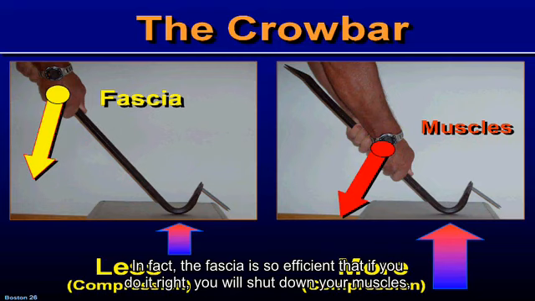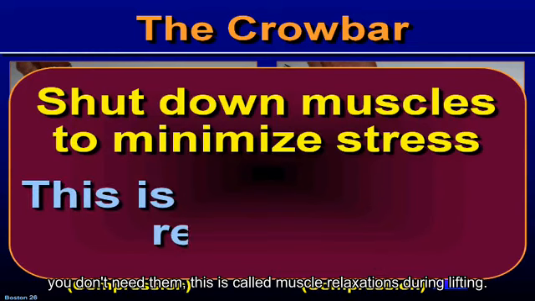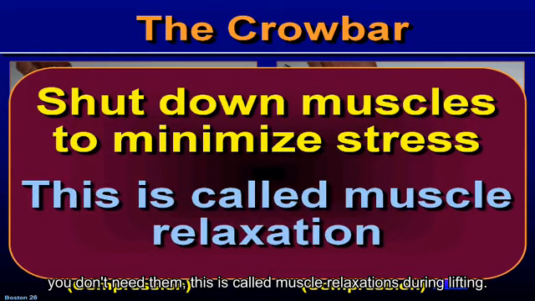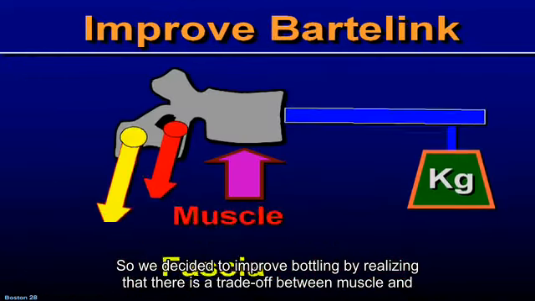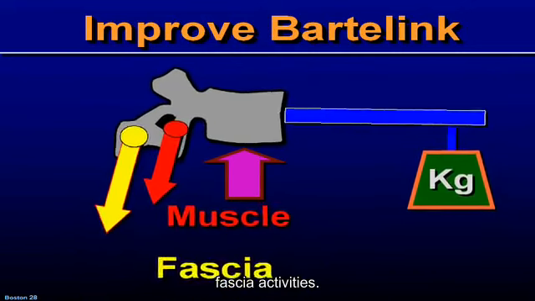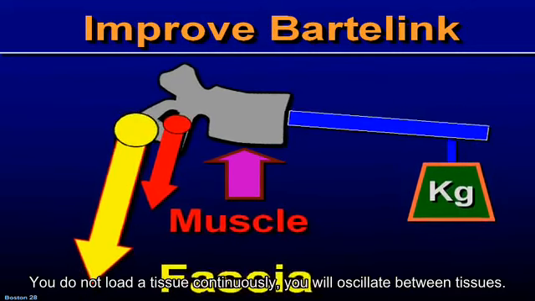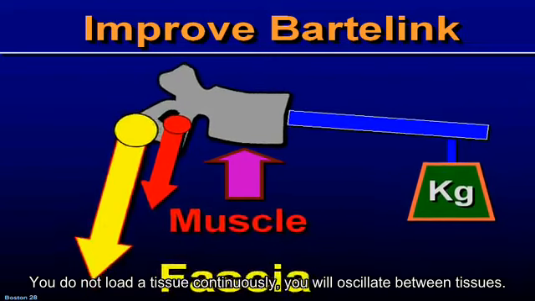In fact, the fascia is so efficient that if you do it right, you will shut down your muscles. You don't need them. This is called muscle relaxation during lifting. So we decided to improve on this by realizing that there is a trade-off between muscle and fascia activities. You do not load a tissue continuously. You will oscillate between tissues.